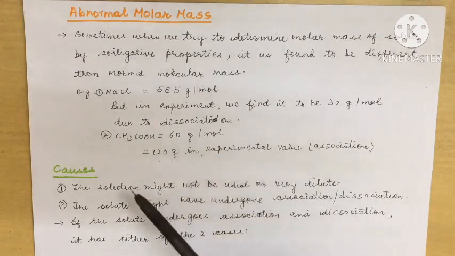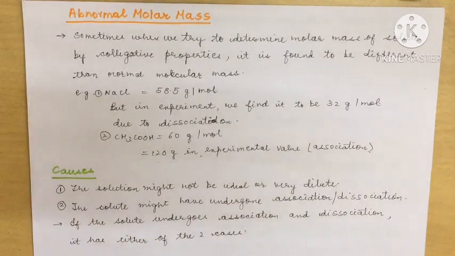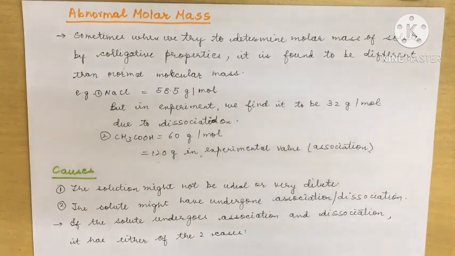We can see here. Now we'll study the causes of this abnormal molar mass. The first cause for such abnormal molar mass can be the dilution factor. Sometimes what happens is, we know that this whole chapter is based on ideal solutions, which are formed when we dilute them. But there are certain cases when the solution is not diluted enough. In that condition, we'll get a different molar mass, because it is not ideal and it can go association as well as dissociation.